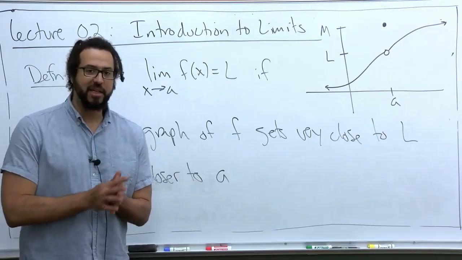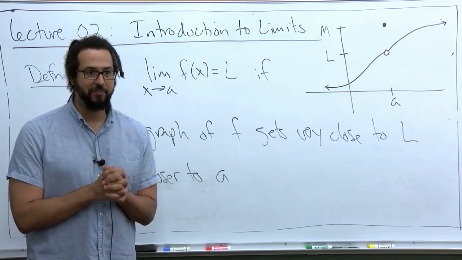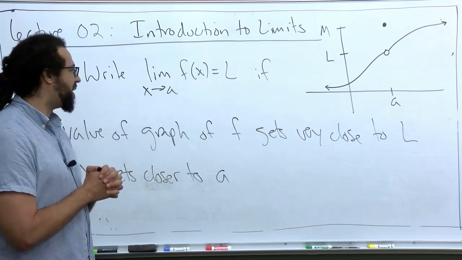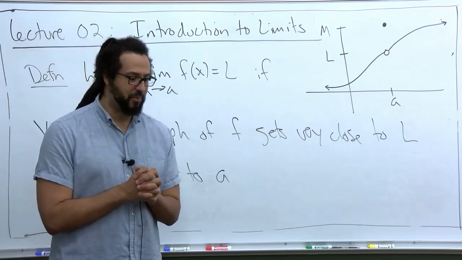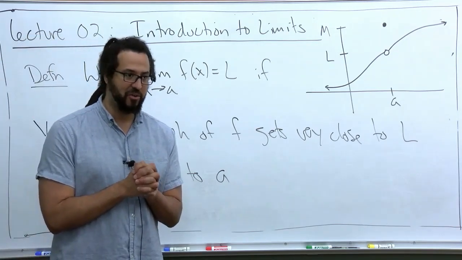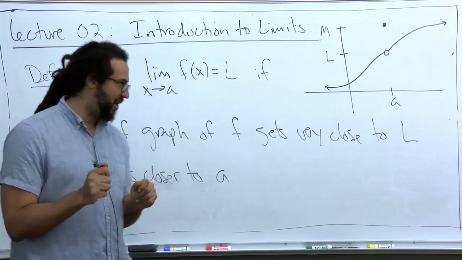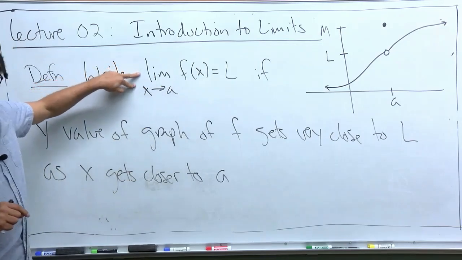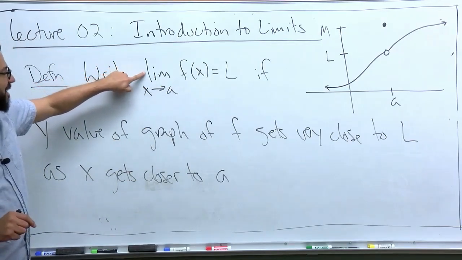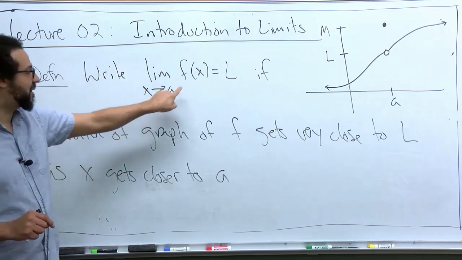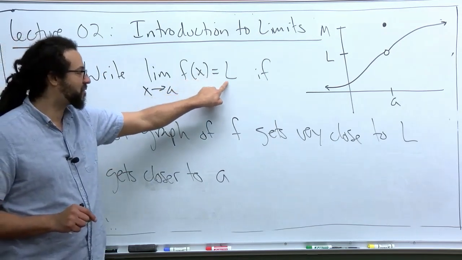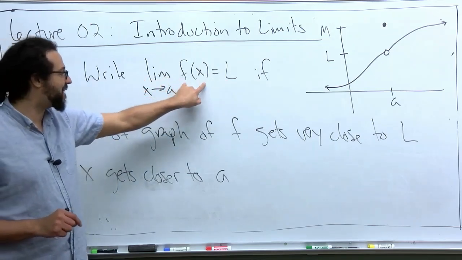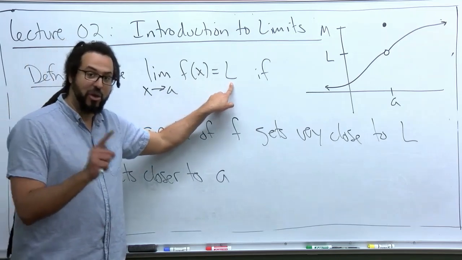Okay, let's go ahead and give the definition of the limit. And we want to make sure that we're really clear on a subtlety between the notion of limit and value. So here's what limit means. We will write down this symbol, and here's how you read it. It's the limit as x approaches a of the function f is equal to L.